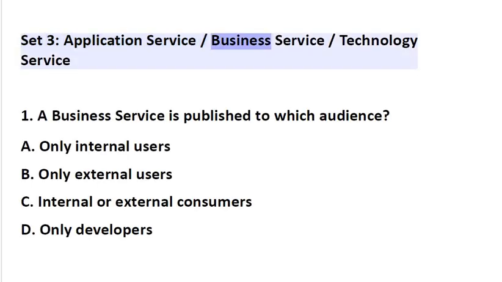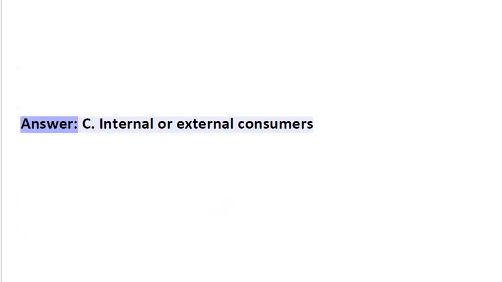Set 3. Application service / business service / technology service. 1. Business service is published to which audience? A. Only internal users, B. Only external users, C. Internal or external consumers, D. Only developers. Answer: C. Internal or external consumers.